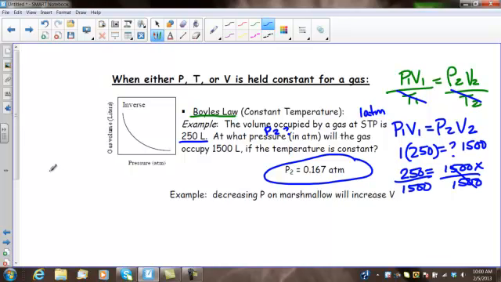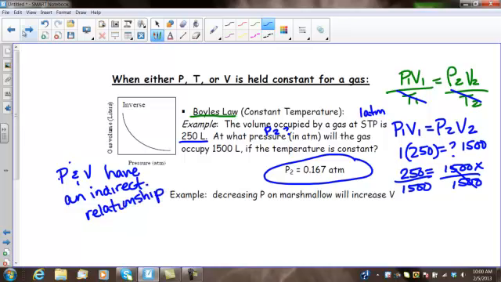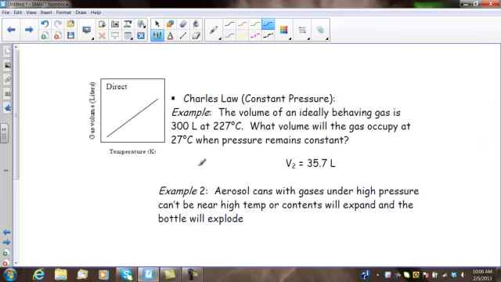This is the only indirect relationship. P and V have an indirect relationship. And that is important. Okay, let's look at another situation.